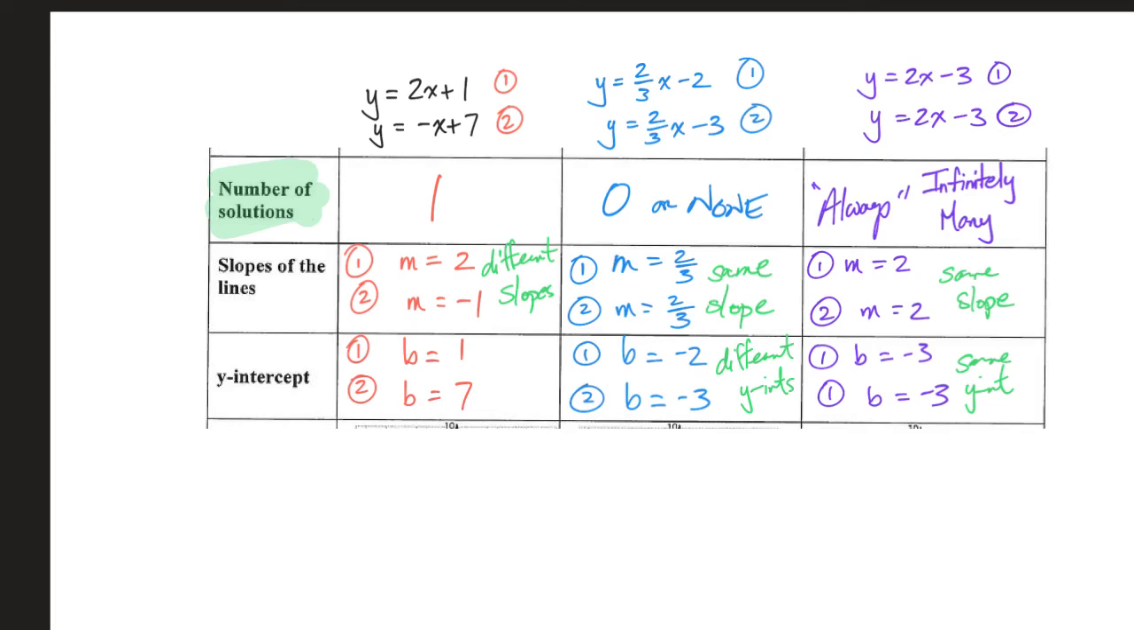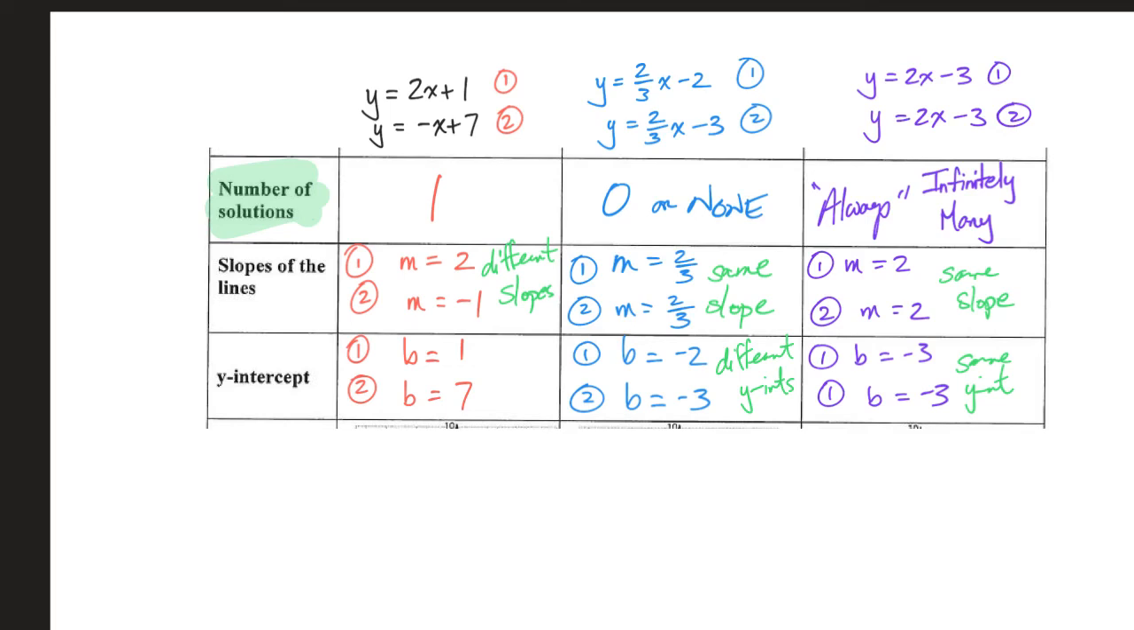Now we look at column C. If I gave you two lines that actually were the same line, they just look different because they were unsimplified, so they have the same slope and the same y-intercept, then that means that they lay directly on top of each other, which means they are always intersecting with each other, or there are infinitely many solutions.